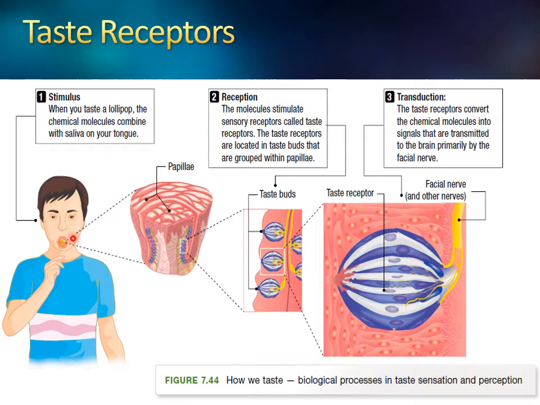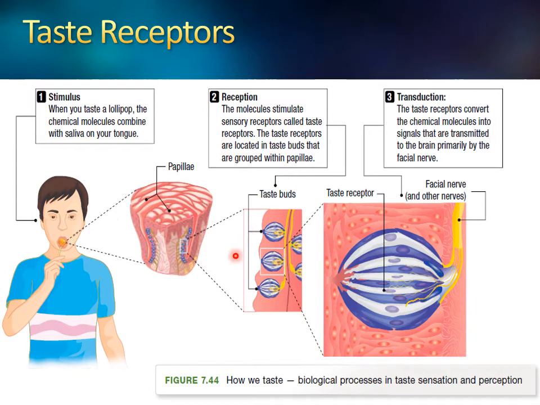And this is going to be coming in here to the papillae. Papillae are the little bumps on your tongue, and you would have seen them. You may want to go and have a look in the mirror, and you see those little bumps. They're the papillae. The molecules stimulate the sensory receptors called taste receptors, sometimes known as gustatory receptors. The taste receptors are located in the taste buds that are grouped within the papillae.